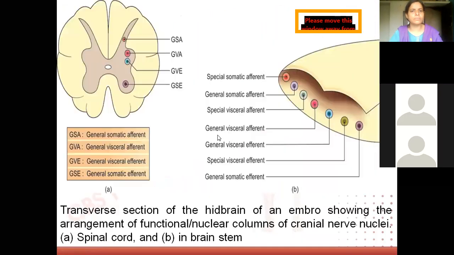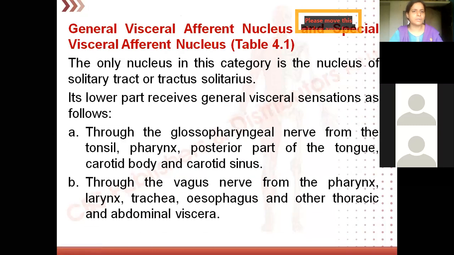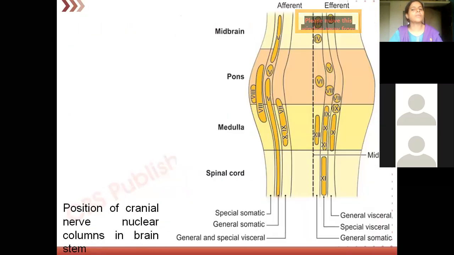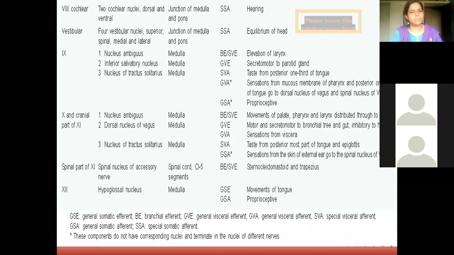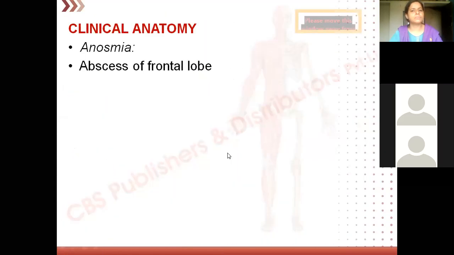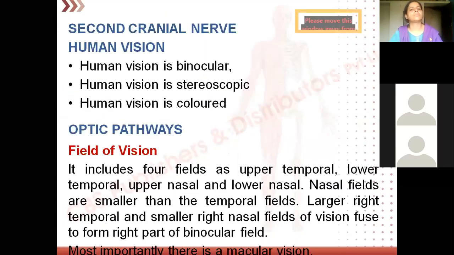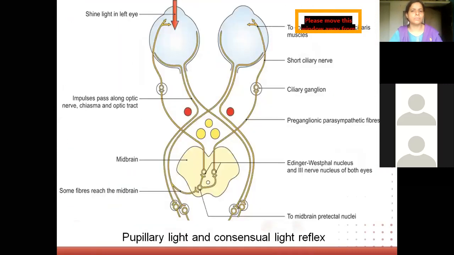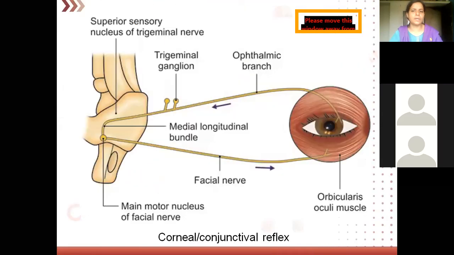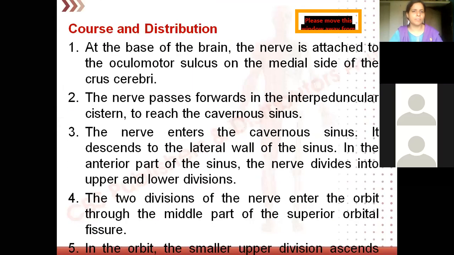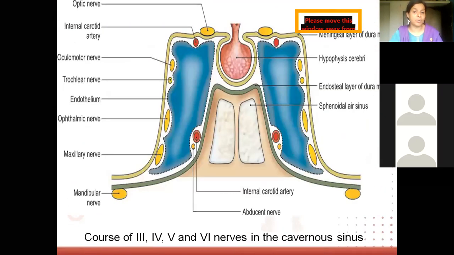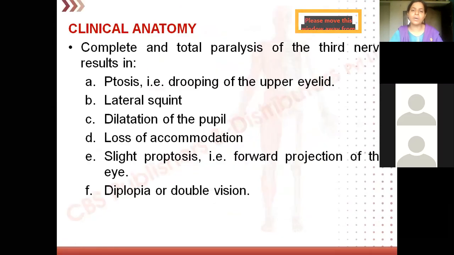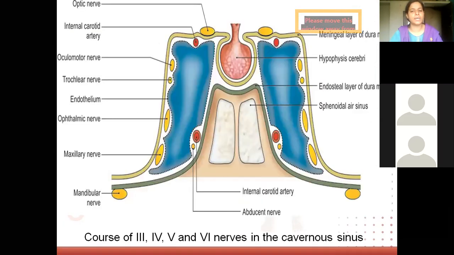Now, let us see this third cranial nerve. Its functional components are here. Optic nerve, optic chiasma, optic tract, we did, isn't it? First, the course and all, unless a diagram is there, you cannot understand. First, I'll try to make you understand with a diagram, then I will take you to the theoretical aspects.